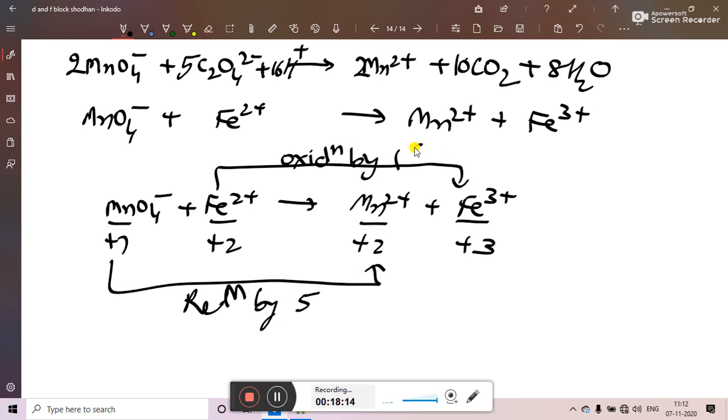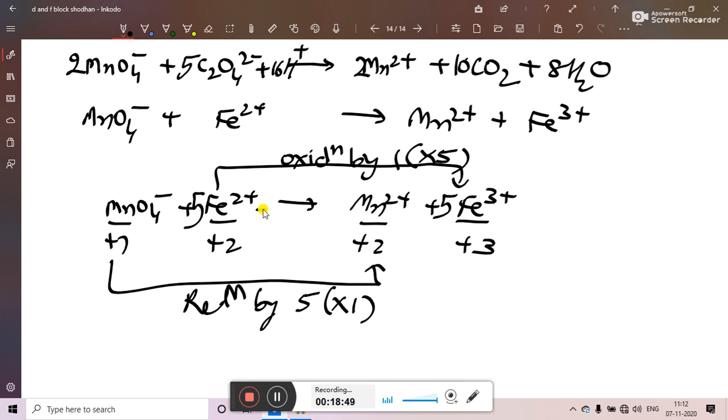Then we have to multiply with the multiple so that both become equal. So 1 is multiplied with 5 and 5 is multiplied with 1. Wherever this arrow is there, we have to multiply with 5. Thereafter we have to balance the charges. Here total charge is 5 times 2, which is 10, and minus 1, so it is plus 9. And on this side it is plus 2 and 5 times 3 is 15, so 17. On the left hand side the total charge is less.